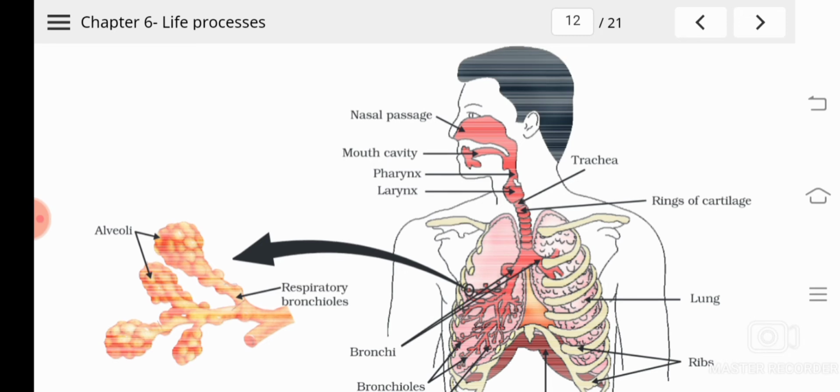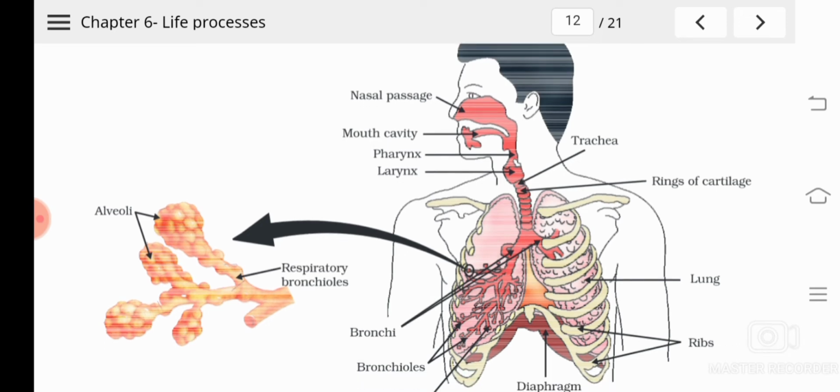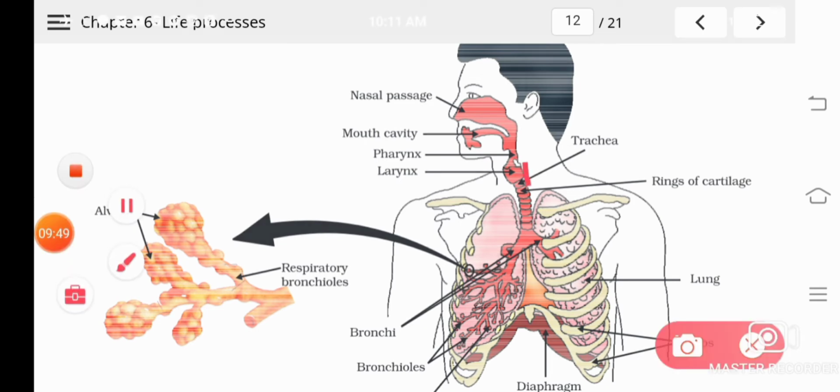Then the air goes through the nasal passages, then to the pharynx, and then to the trachea. Have you heard about the larynx, or sound box? This is the place where we can make sound. It consists of vocal cords. Just like any instrument, when you play it, it makes sound due to vibration. In the same way, there are vocal cords, and these vocal cords make the sound.